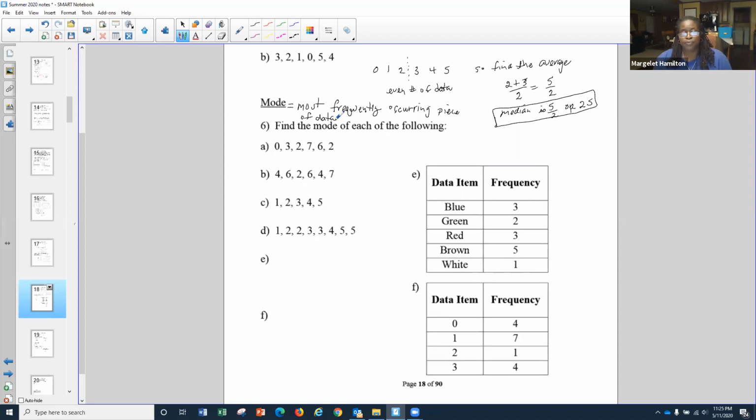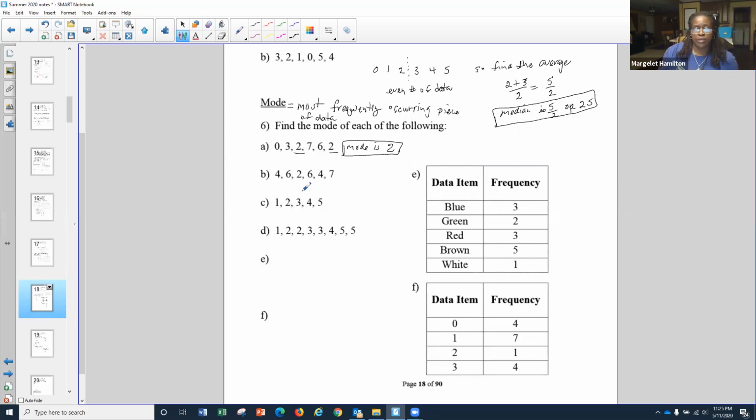It's okay. Let's take a look. We have this first group of data. We do not have to order this. We're just simply looking to see which number occurs the most. We see here we have 0, 3, 2, 7, 6, 2. Right off, I see a 2 here and a 2 here. So the mode is 2 because it's the number that occurs the most.